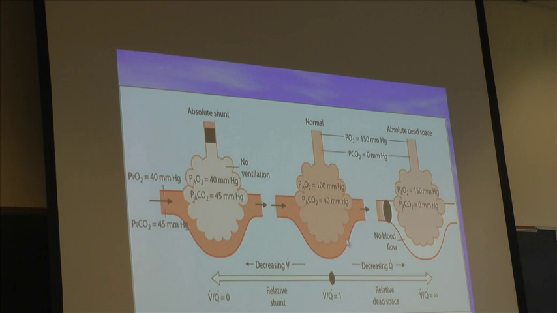So we'll have the same units in the blood that we do in the alveoli. Over on the left, it says absolute shunt. And it sticks a cork in the alveolus to show that there's no ventilation. We're not getting any fresh supply of gas into the alveolus. And when you look at the alveolus, it takes on the same values as venous blood. So venous oxygen, 40 millimeters of mercury, that's what ends up in the alveoli, because there's no fresh oxygen supply coming in. So it starts to look like the venous blood. CO2 looks like venous blood.